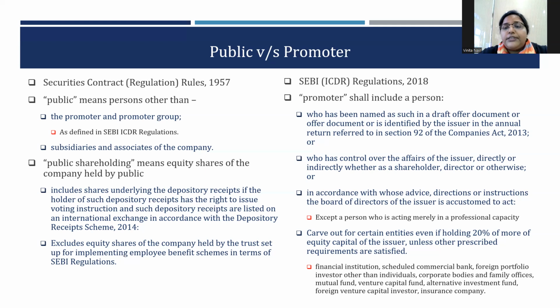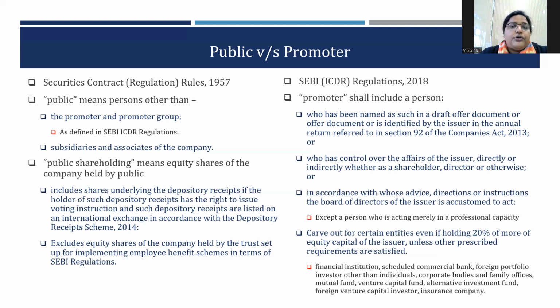It will also include a person with whose advice, directions, or instructions the board of directors of a company is accustomed to act. Of course, it doesn't include someone who is acting in a professional capacity, but wherever the board is accustomed to act on the instructions of one particular entity or person, that entity or person will be regarded as a promoter.